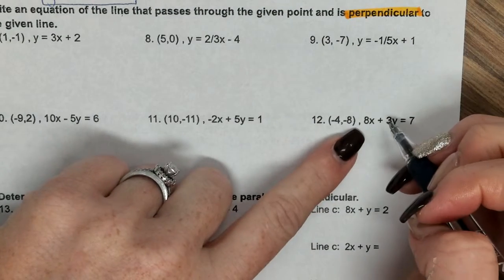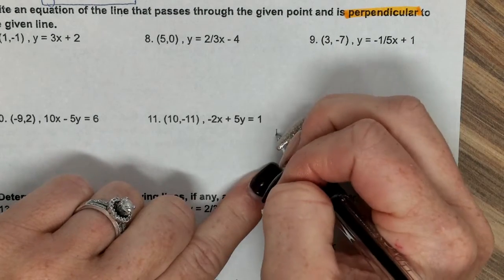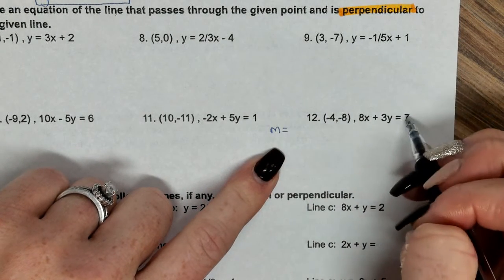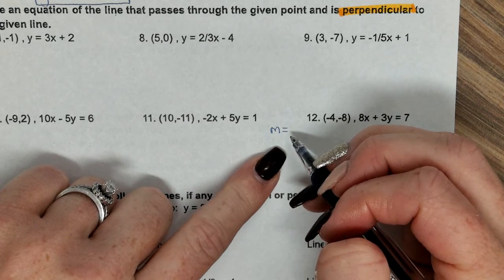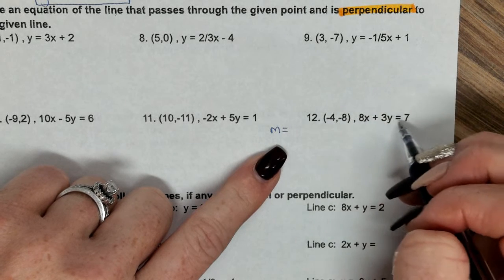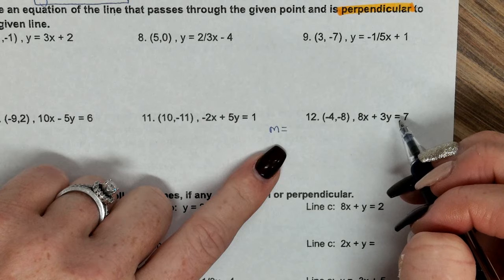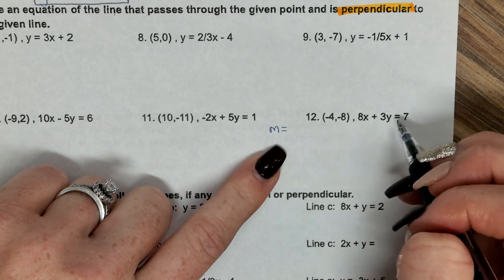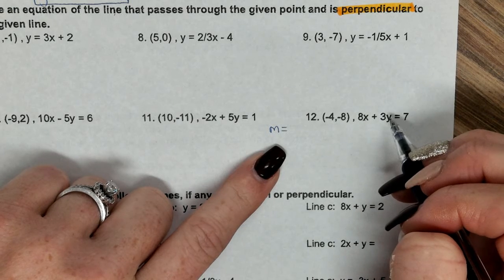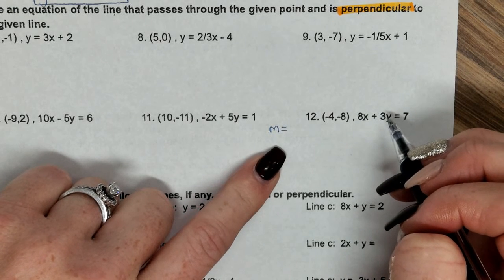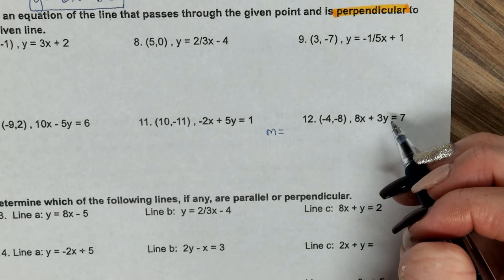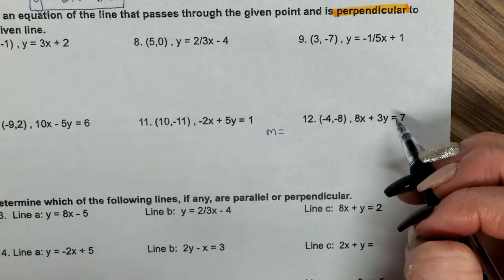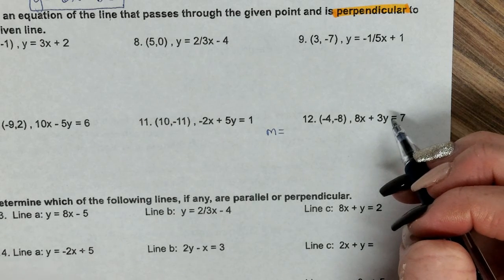The first thing I need to do is identify the m. Yes? And I need to find the slope and then make it the opposite reciprocal, right? Can you see the slope in this problem? Yes. Really? What form is this in? This is standard form. Can you see the slope in standard form? No. You must put it in what form? Y equals mx plus b, slope intercept. Otherwise, I can't see the slope. Make sense? All right, here we go.